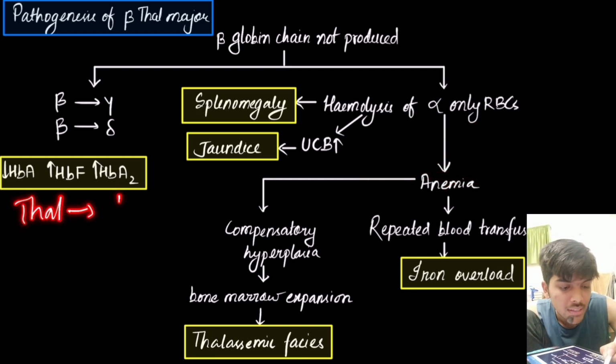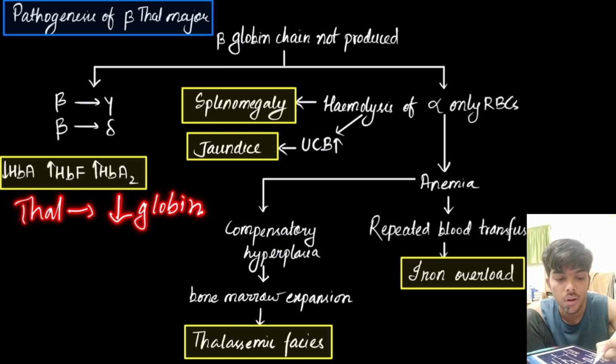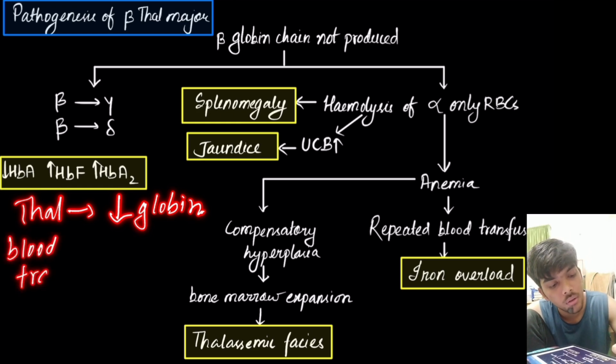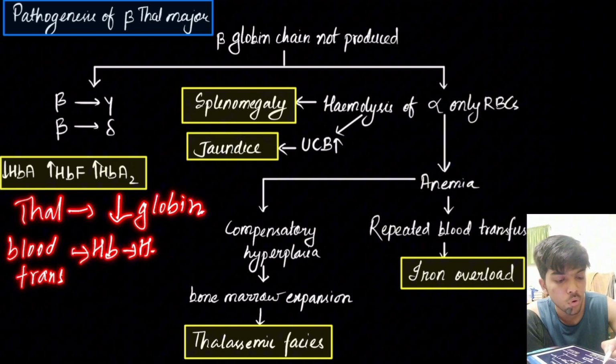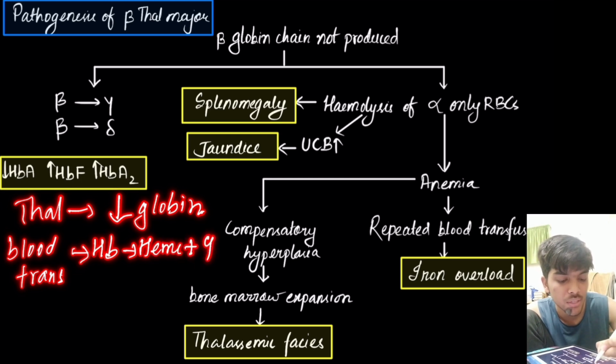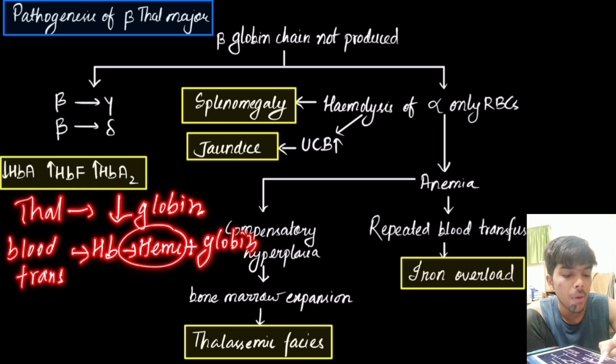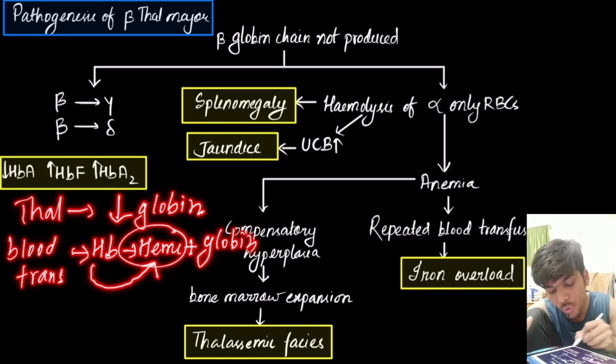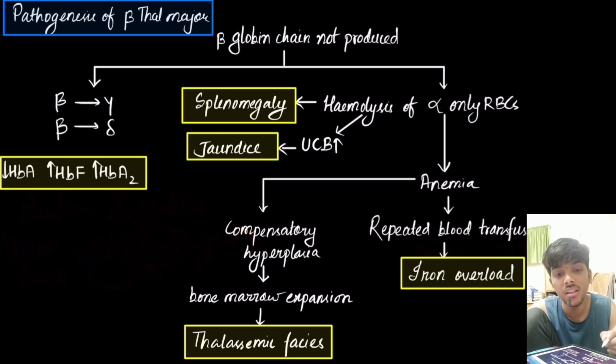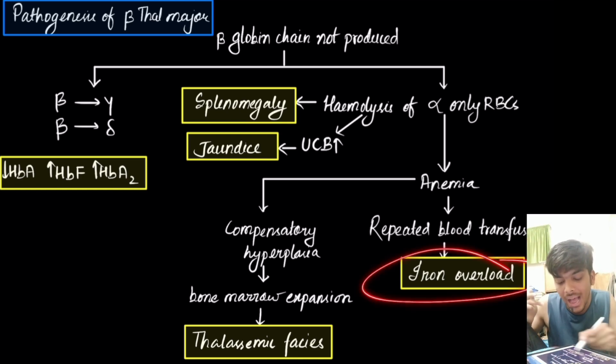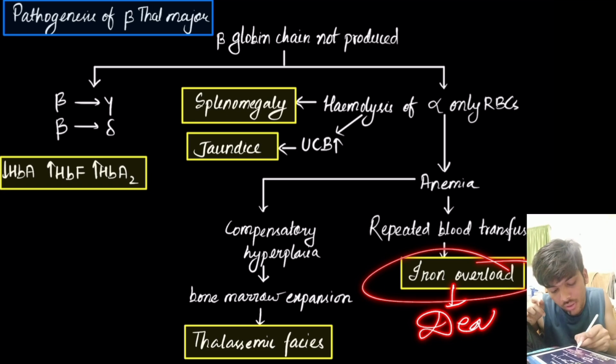Got it? See, in thalassemia, there is decreased globin. So through blood transfusion, you are trying to provide more globin. But through blood transfusion, you are providing not just globin, you are providing hemoglobin as a whole. And hemoglobin provides heme as well as globin. The amount of heme in the body is normal. Now you are providing extra heme by blood transfusion. As a result, the amount of iron present through the heme in the body increases, leading to iron overload, and this can lead to death.